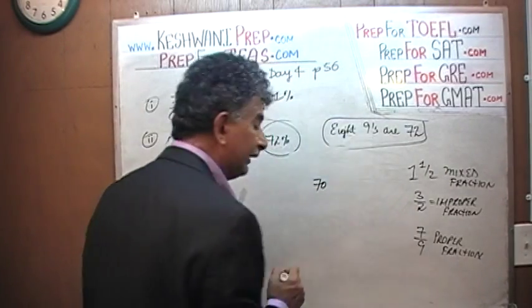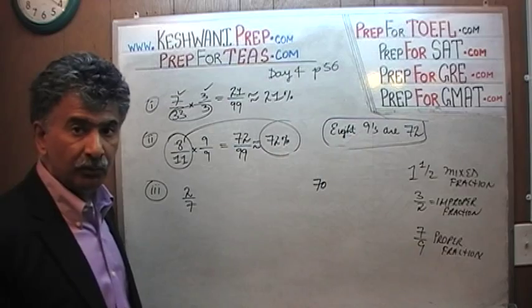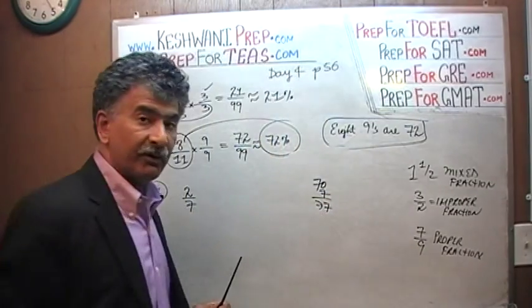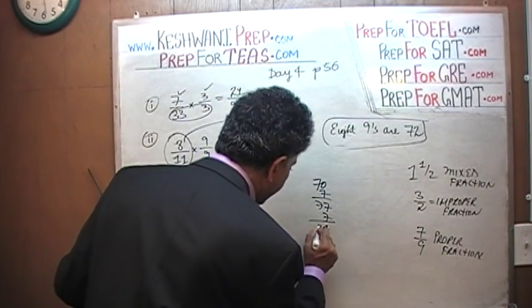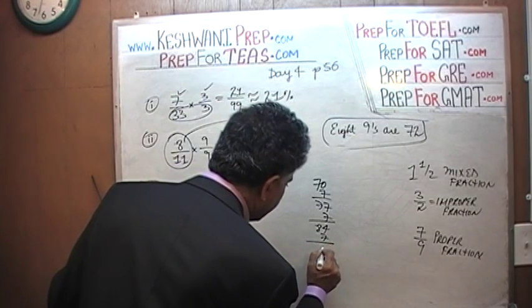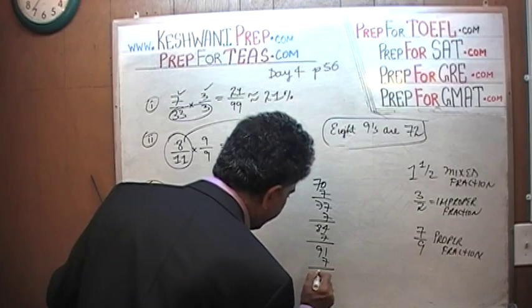70 represents 10 sevens, and then after that just keep adding 7 until you get to something very close to 100. If you add one more 7, that's 77, which represents 11 sevens. Add one more 7, which gives you 84. That's still not close enough. Let's add one more 7. We get 91. Then add one more, and we get 98.